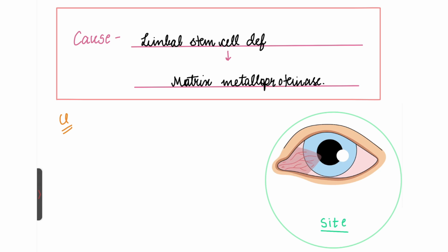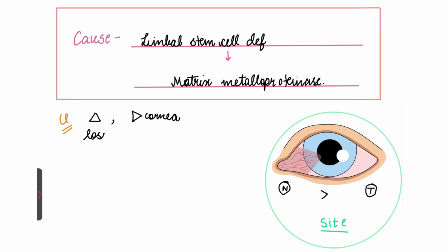The clinical features are very easy to understand. You can understand this by this diagram. The site. First of all, this is the nasal side and this is the temporal side. It is more common on the nasal side. Then, as we can see on the diagram itself, it is a triangular growth. The apex is towards the cornea.